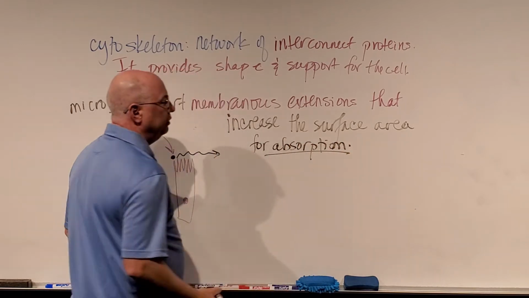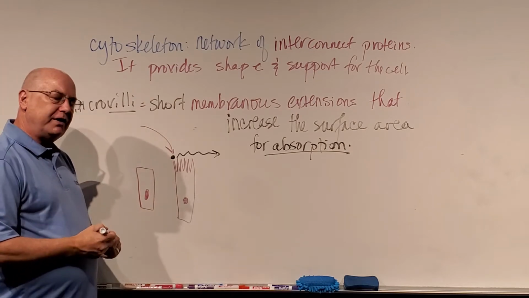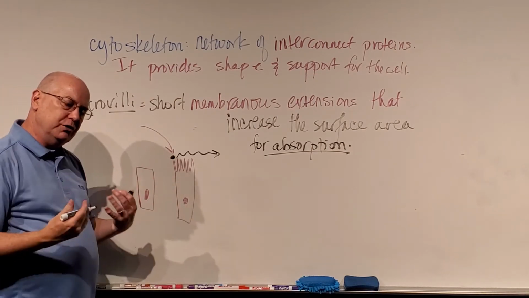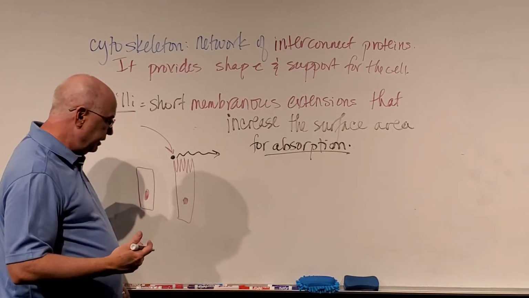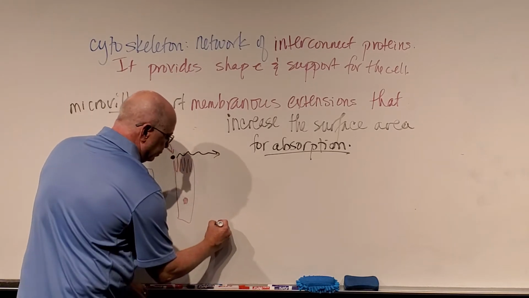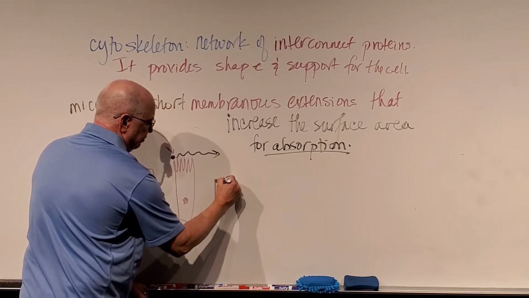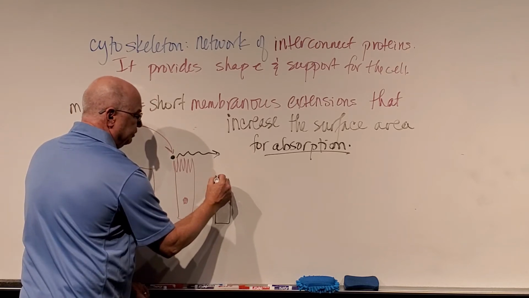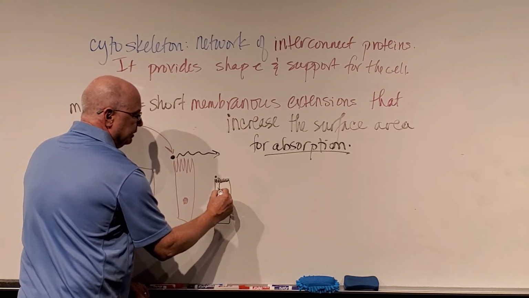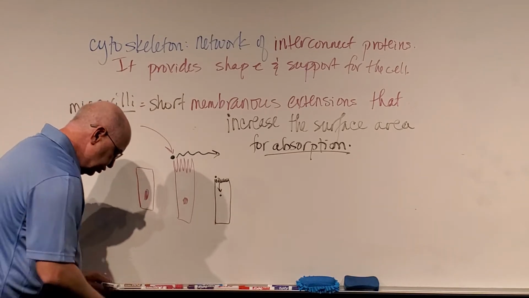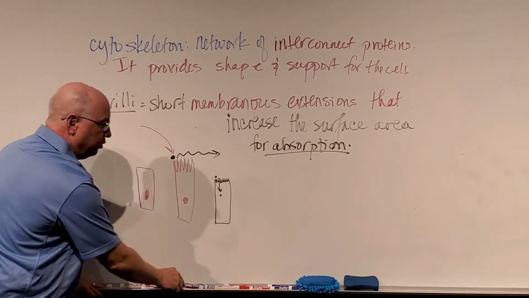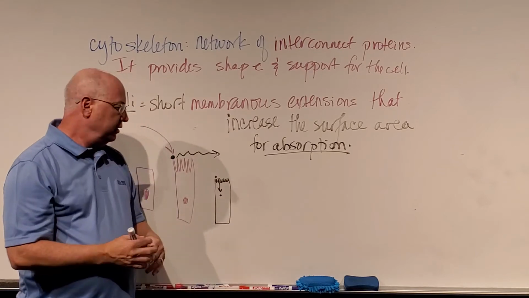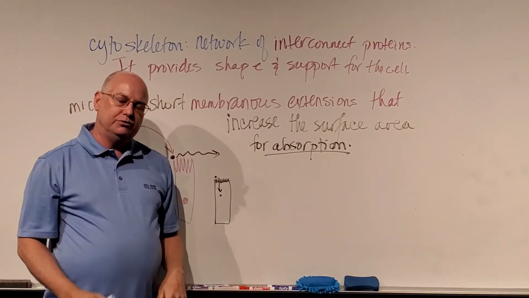And this is the key word. When we find areas of the body where we want to do a great deal of absorbing from the surrounding area, then cells will have these very short membrane extensions. And whenever a substance bumps into them, they can take that substance into the cell. So we find cilia where we want to keep stuff moving along. We find microvilli where we want to absorb things.